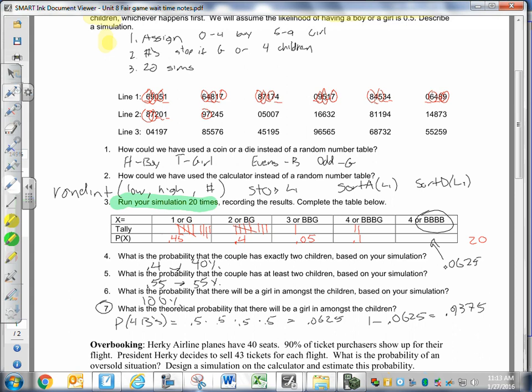We'd be able to figure out the probability of all the other ones. This should be 0.5. This should be 0.5 times 0.5. This should be 0.5, 0.5, 0.5. This should be 0.5, 0.5, 0.5 as well. So you kind of just can add all those up and you will get one as well. These are all the theoretical probabilities. 0.5 plus 0.25 plus 0.125 plus 0.0625, each one. You add those up, you should get one.